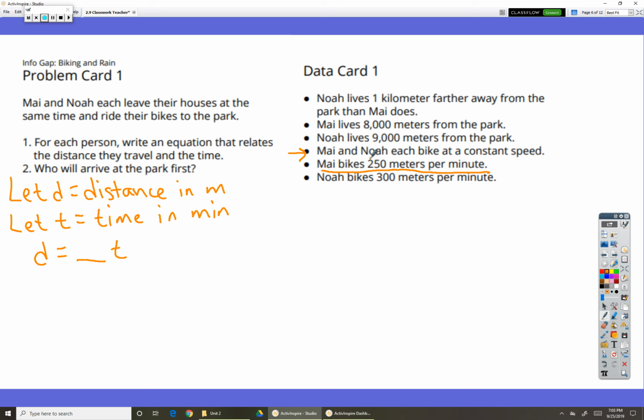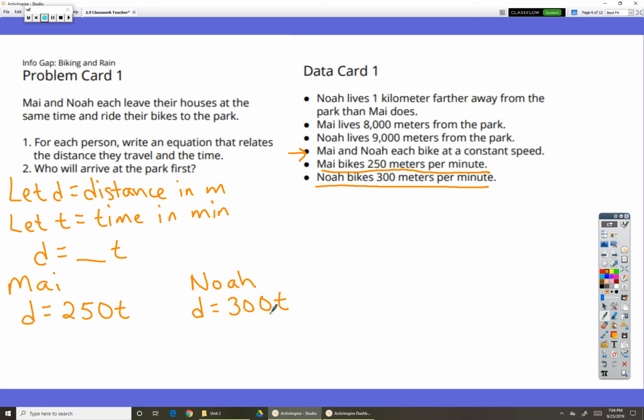So first let's write an equation for May. May bikes 250 meters per minute. So May's equation would be the distance would equal 250 times the number of minutes. Noah, on the other hand, bikes 300 meters per minute. So his equation is going to say that the distance is 300 times the number of minutes.